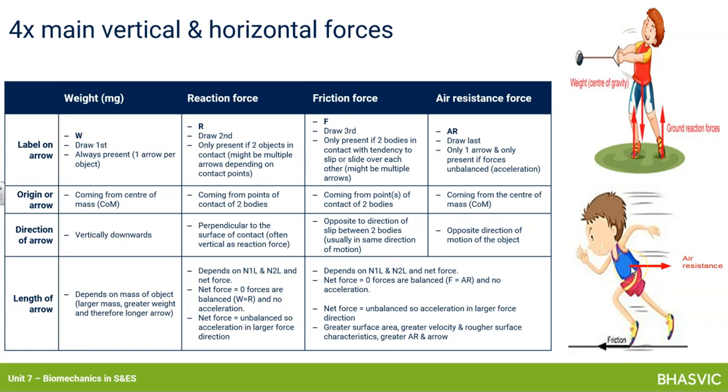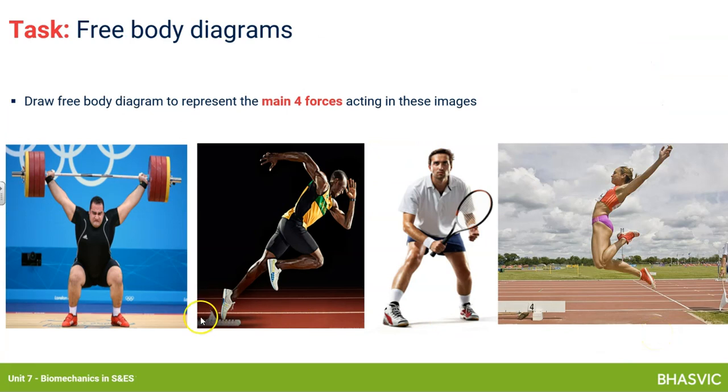This diagram just shows horizontal forces. So these two are the horizontal forces. Friction in the motion direction and air resistance in the opposite direction. And again, this describes how to draw those appropriately and how to represent them. And you need to do that. So there's some examples here.